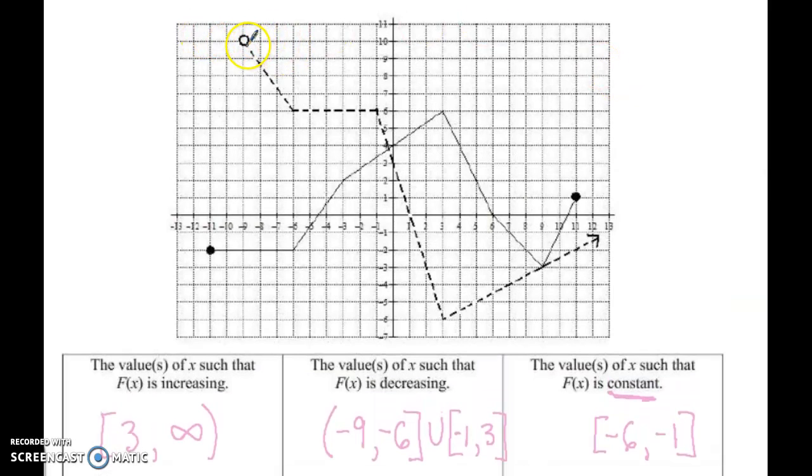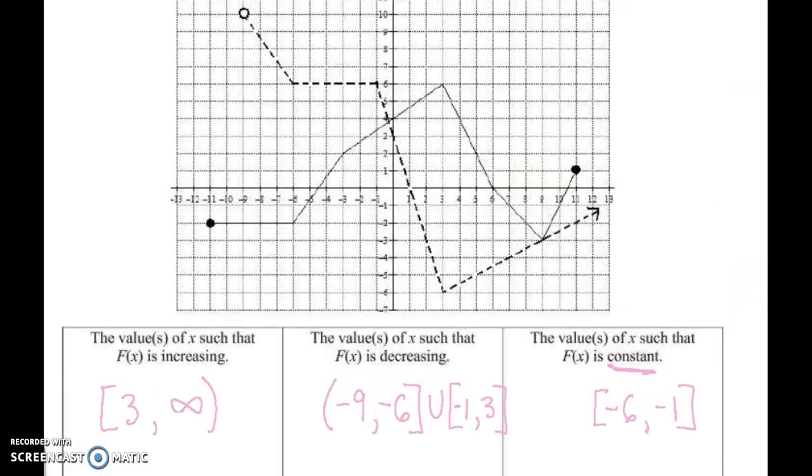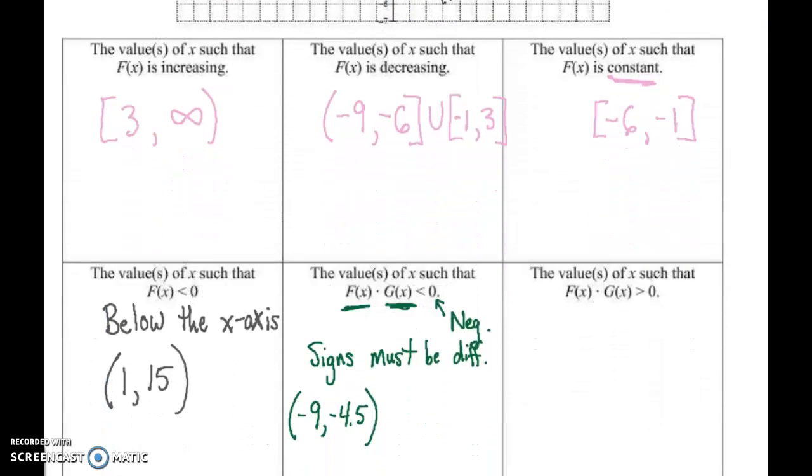Well, definitely from -9 until about -4.5. F is above and g is below. So let's write that down. You don't want to include -9 because it's undefined for f. And you don't want to include -4.5 because g is 0 there. And now from here, for a long while, they're both above the x-axis. A positive times a positive is positive. It's not until we get to x equals 1 where one is below and one is above again. And they flip spots now.